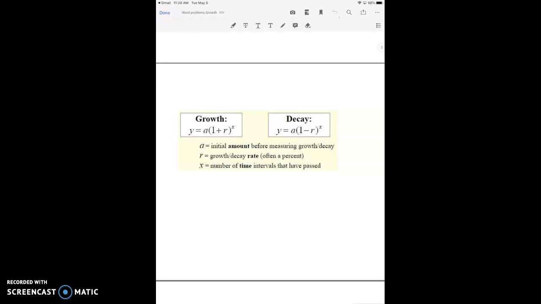Then you also have to pay attention to some key words. Is it growing? Is it increasing in value? Is it decaying? Is it decreasing? Is it depreciating? You have to look for keywords to tell you which one you're actually using. And then finally, the x is actually the time. Whatever interval has passed, that's what we're looking at.